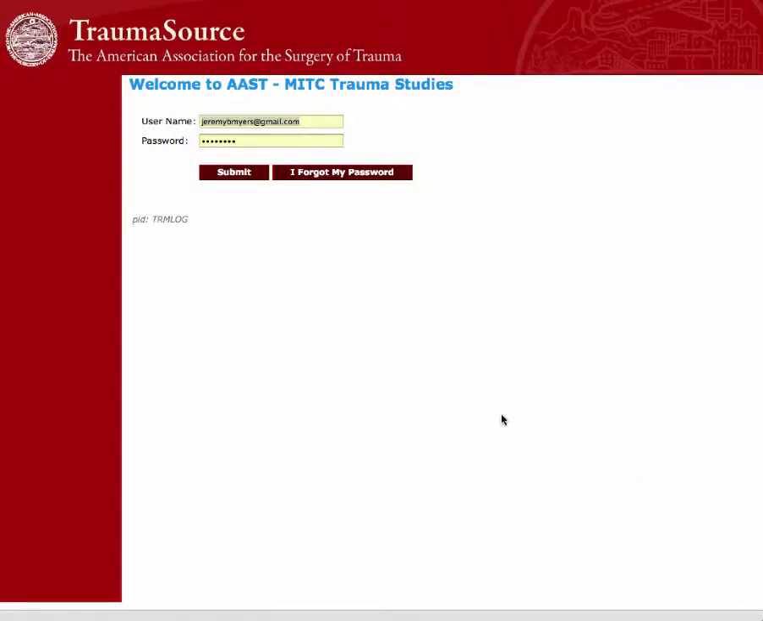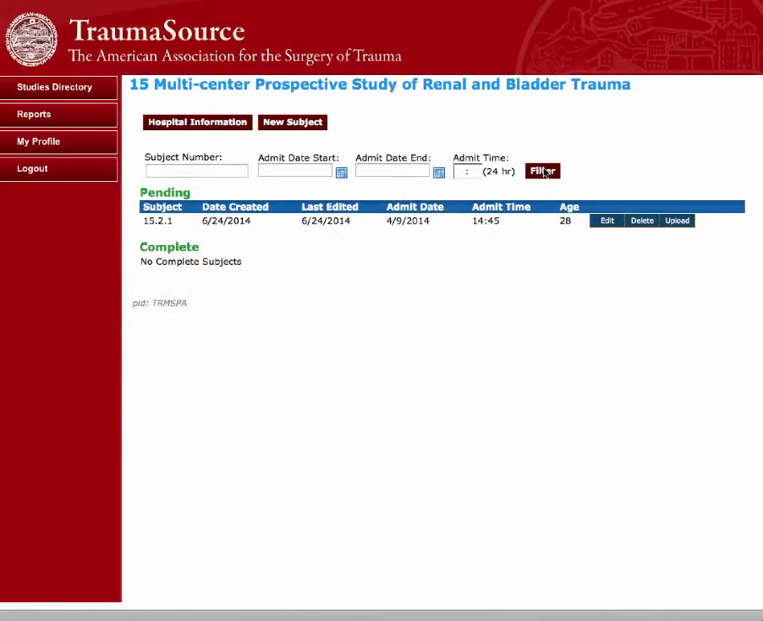The first step in advanced entry of renal trauma data is to go to the AAST MITC site and sign in. Go to the study, and then you'll correlate the subject number at the AAST with your subject number list and pick the patient. The patient should be one that's pending, as the person who entered the basic data should have saved this as a pending subject rather than a complete subject.